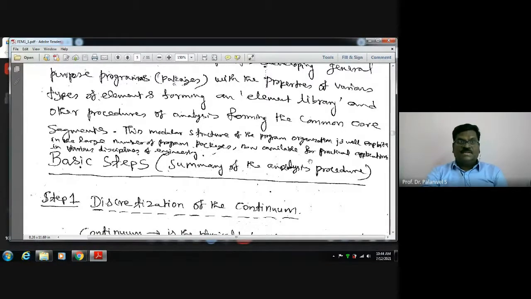This modular structure of the program organization is well exploited in the large number of program packages now available for practical applications in various branches of engineering. Please listen here. That is why nice finite element packages are available.